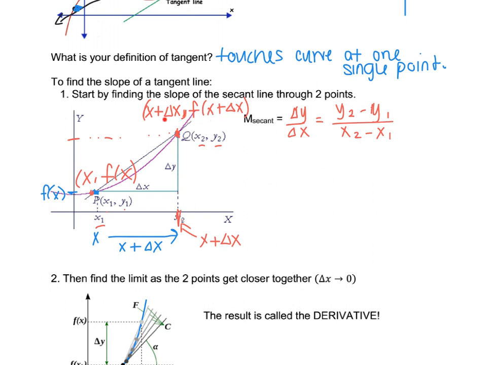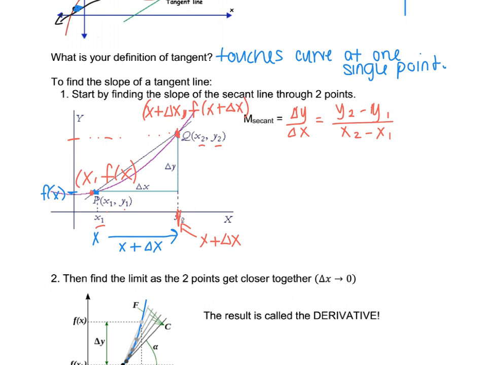So this may seem overwhelming and complicated. I'm just rewriting my x and y values in terms of function notation: x and f of x, and then our second one is x plus delta x, and then f of that number as well. So now that we have these new ways of writing our ordered pairs, let's fill that in for the slope of the secant line.